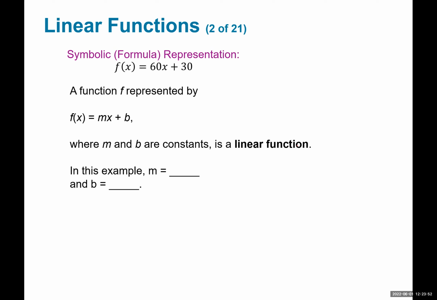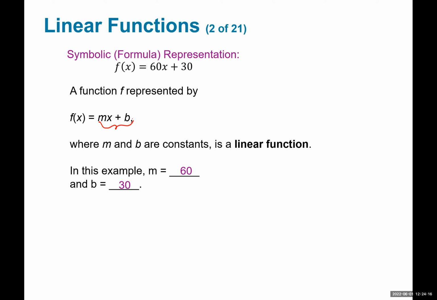A function f, remember that's just the name of it, is represented by f of x equals mx plus b. This is where the bread and butter is, okay? M and b are constants, and this is what we call a linear function. M is 60 in this example, whereas b is 30.